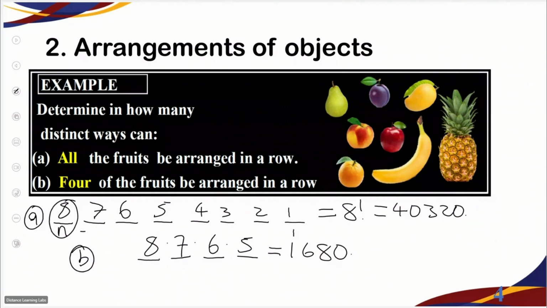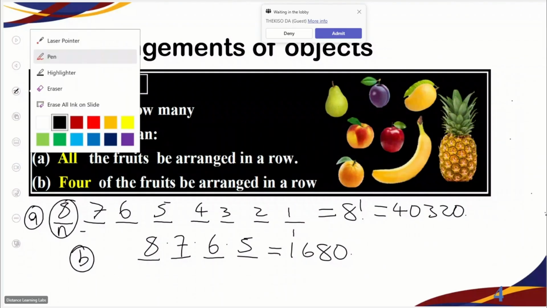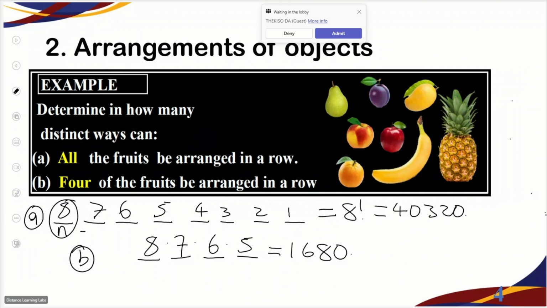Thank you very much. Now, this is the first example of arrangements of objects, where we have a factorial, and in some instances, it won't be a factorial because it does not run until it gets to 1. Now, this is the first example that we have. Let's check the second example.